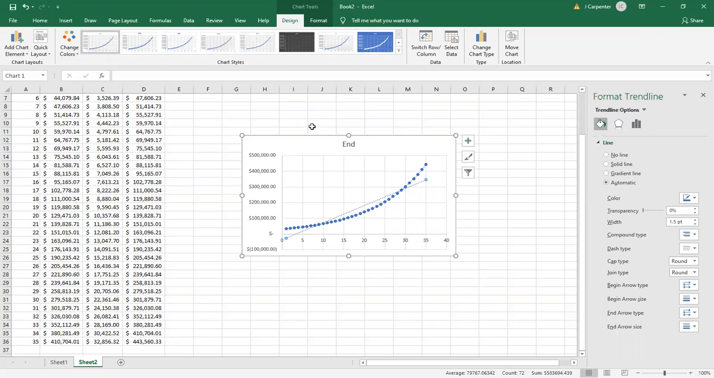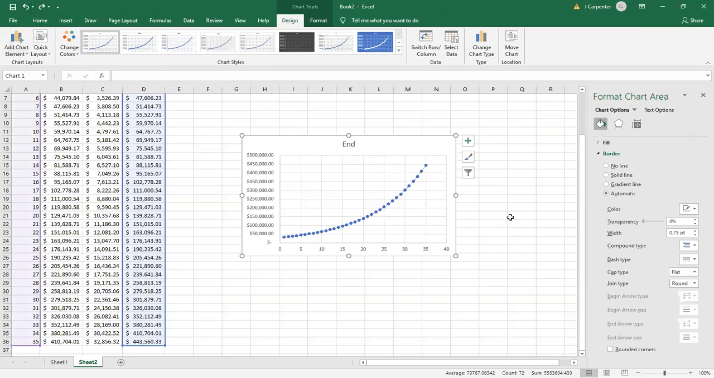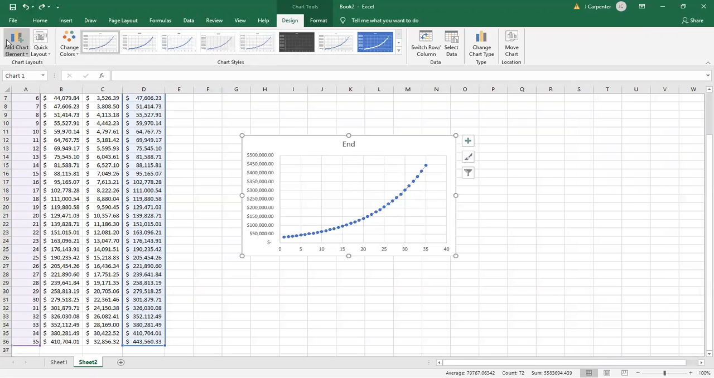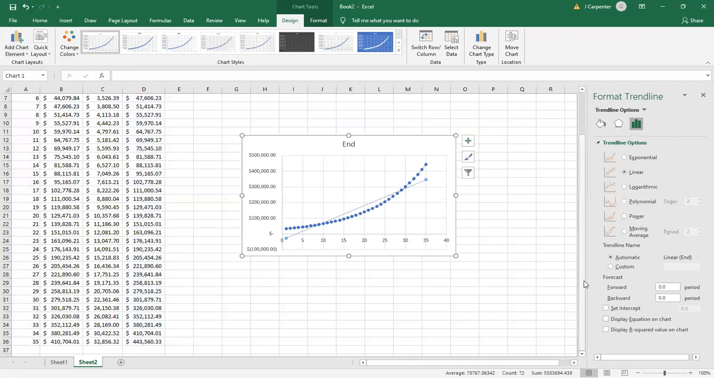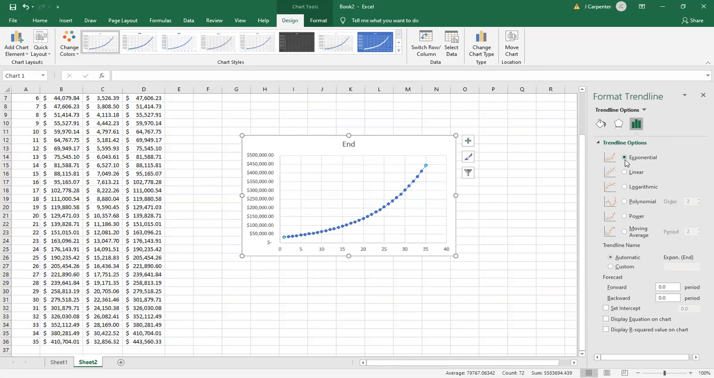Why did the line pop up? Did I hit something by accident? Okay. That's the wrong menu, so I close it and try it again. Trend line, more options. It's just weird how Excel does that sometimes. Oh, I see why. Why is it doing that? I have literally never seen Excel do that to me. Go back to exponential, you silly goose.